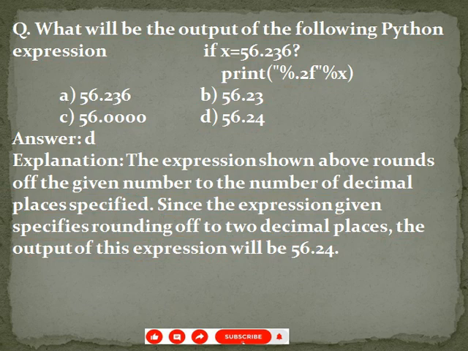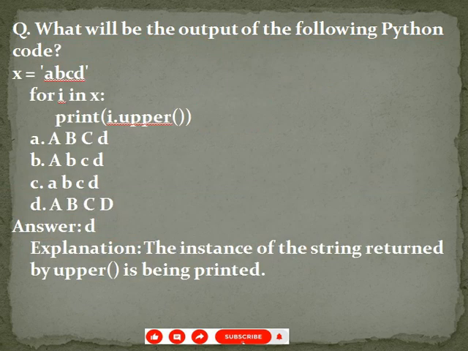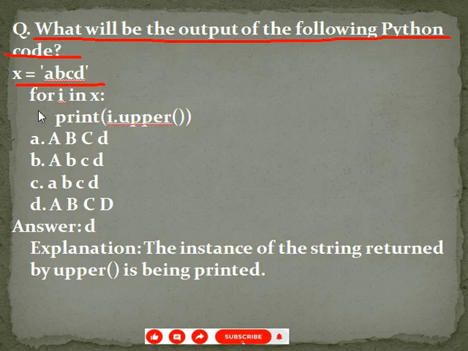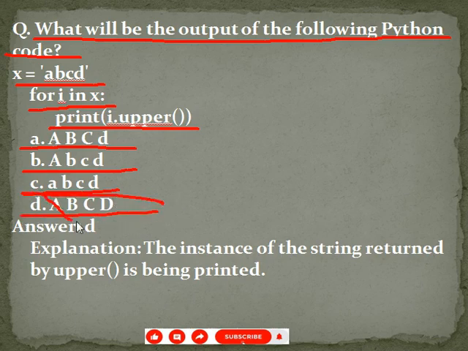Next question. What will be the output of the following Python code? x = "ABCD" for i in x: print(i.upper()). Given options are A: capital A, capital B, capital C, small d. Option B: capital A, B, small b, small c, small d. Option C: all small abcd. Option D: all capital ABCD. Here the correct answer is option D, all capital ABCD, because of the upper function. The instance of the string returned by the upper function is being printed.